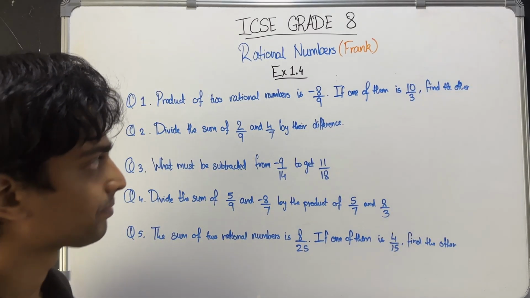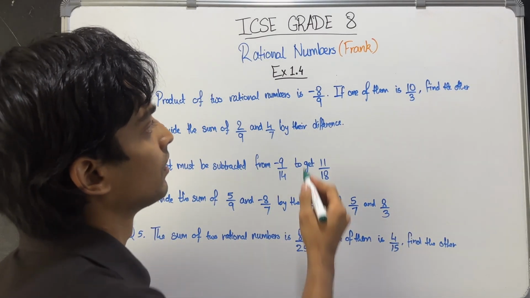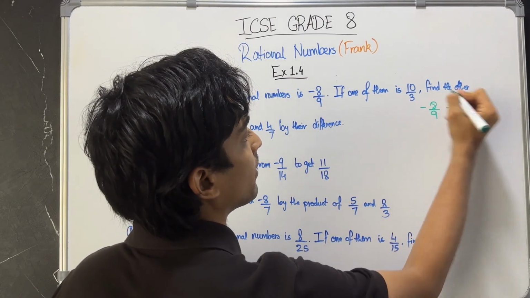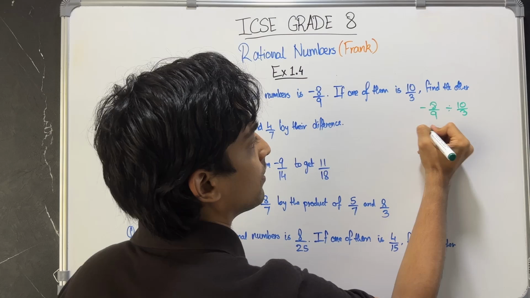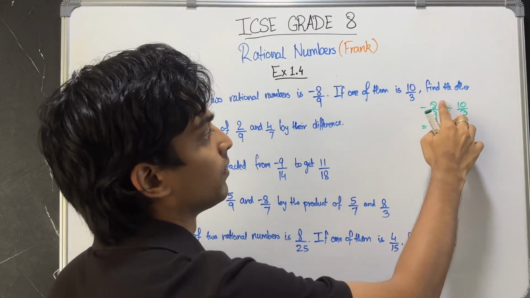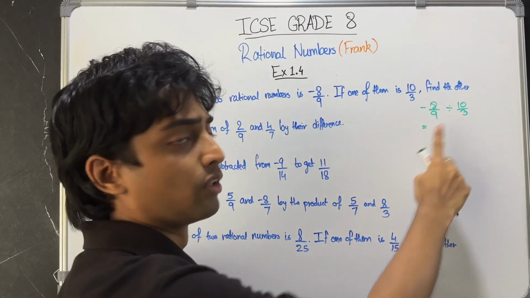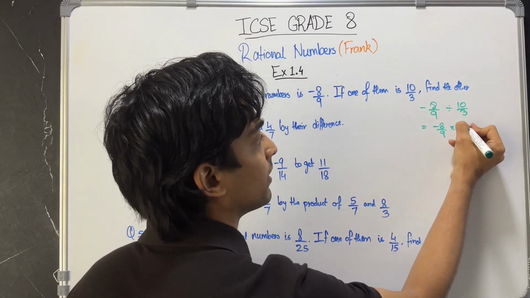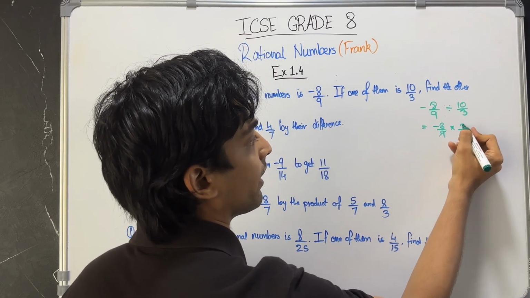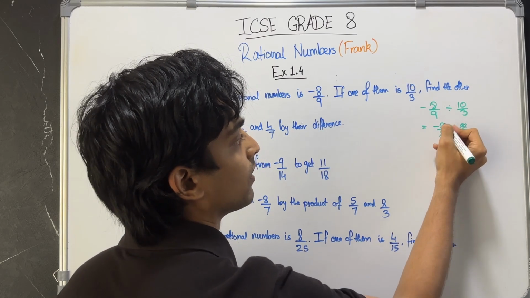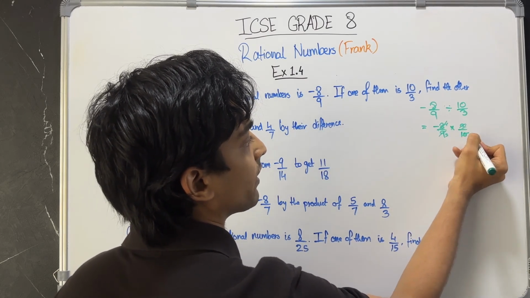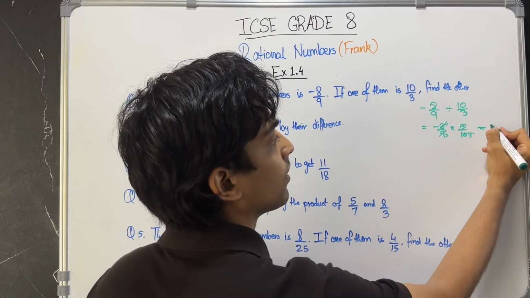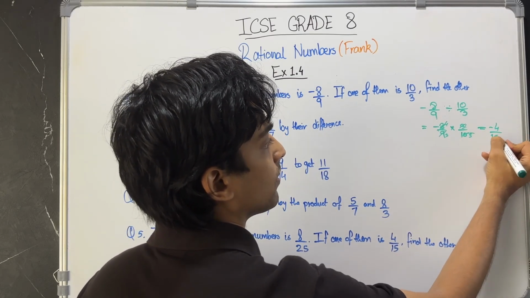So we'll get minus 8 by 9 divided by 10 by 3. Now we want to change this into multiplication, so we'll take the reciprocal. Minus 8 by 9 multiplied by 3 by 10. 3 3s are 9, 2 4s are 8, 2 5s are 10. So we'll just multiply now. So minus 4 by 15. 4, 3 into 5, 15.